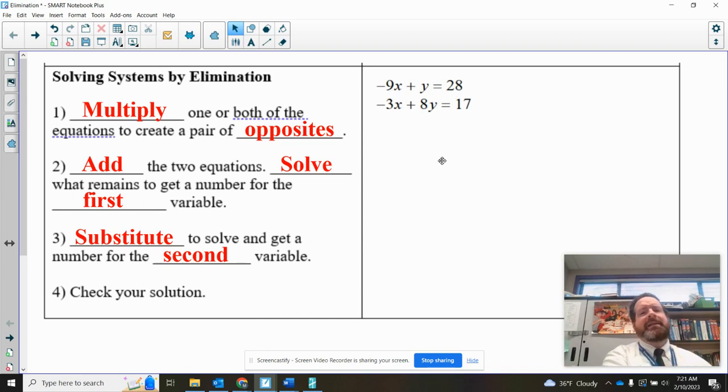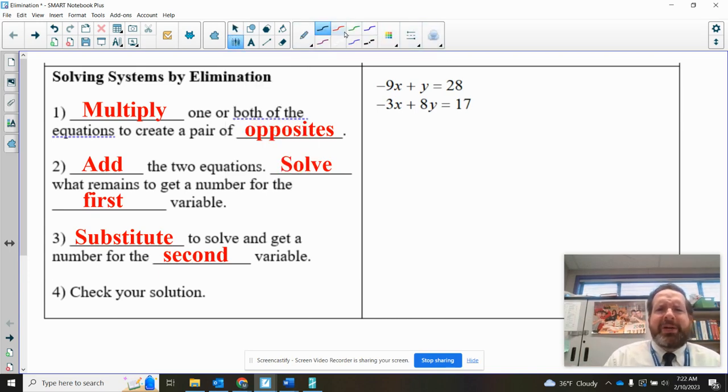I want to get either x's that have opposite coefficients or y's that have opposite coefficients. Honestly, you can always do either one. Some people like to always eliminate the same variable just to keep things consistent. In this case, I think I'd like to focus on the x's because as I look at the coefficients, it's going to be easy to get a set of opposites because 9 and 3 are related to one another through multiplication. Here's what I mean.